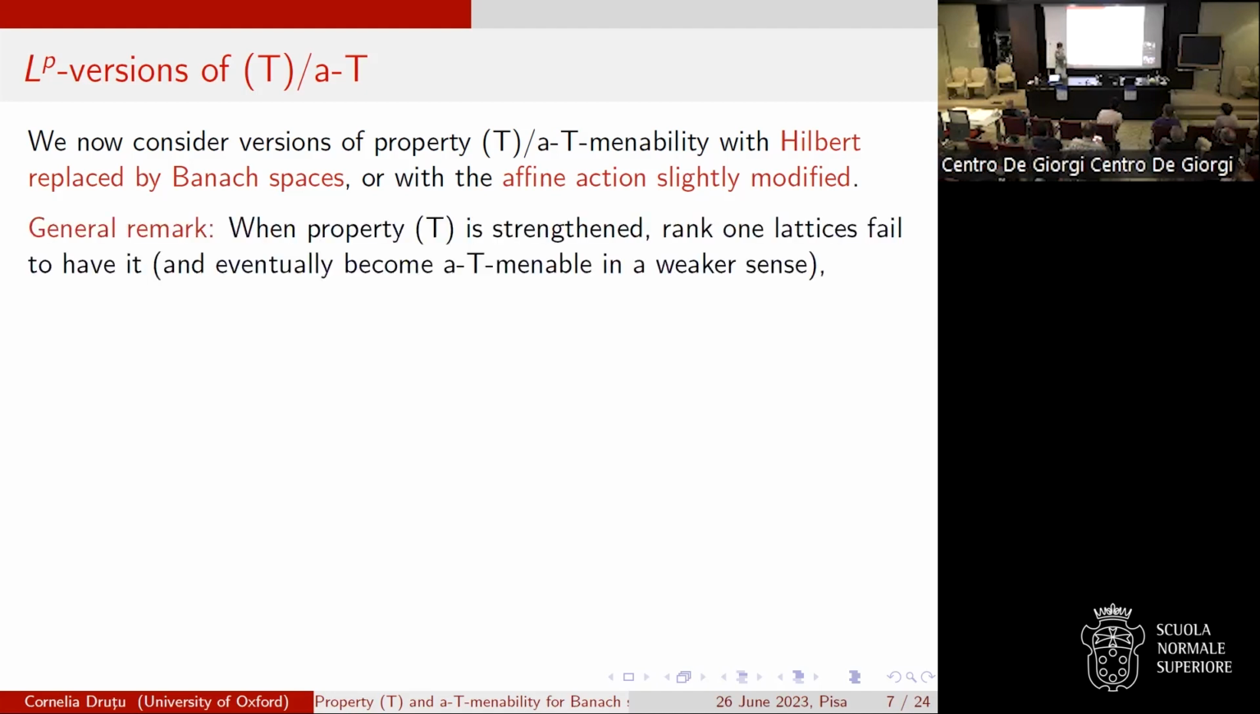And a general remark is that as soon as one formulates versions of property T that are stronger, one way or another, hyperbolic groups and rank 1 lattices tend to lose that property. Actually, they tend to have the opposite, which corresponds to A-T-menability, while higher rank lattices tend to have that stronger property. And you will see later that this is what happens in this case as well.